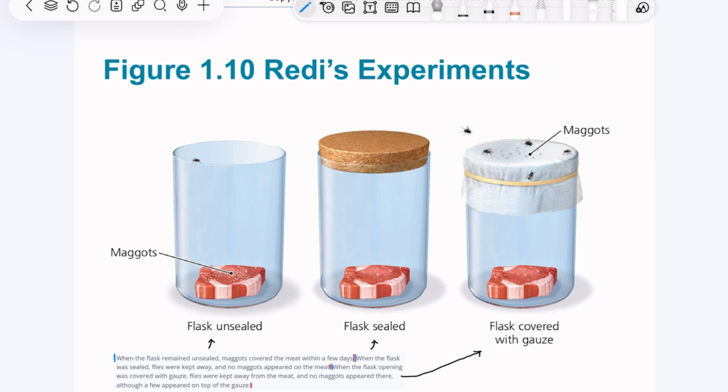So here's the setup. We have three flasks. One flask is open. Flask 2 is sealed. And flask 3 is covered with gauze. When the flask remained unsealed, maggots covered the meat within a few days. When the flask was sealed, flies were kept away and no maggots appeared on the meat. And when the flask opening was covered with gauze, flies were kept away from the meat and no maggots appeared there, though a few appeared on top of the gauze.